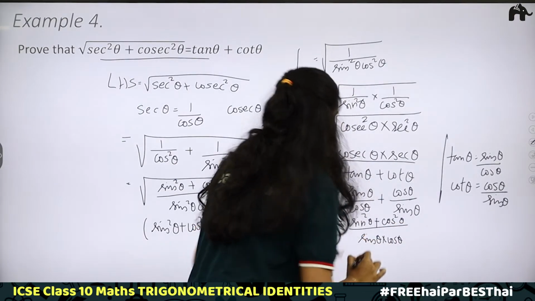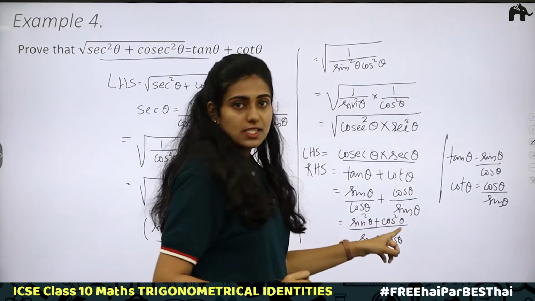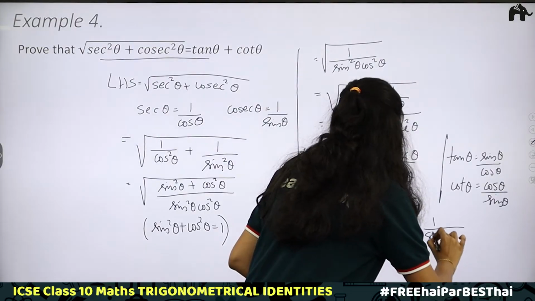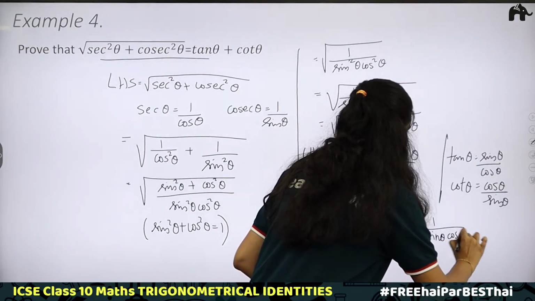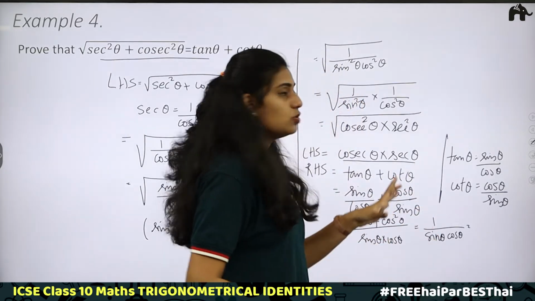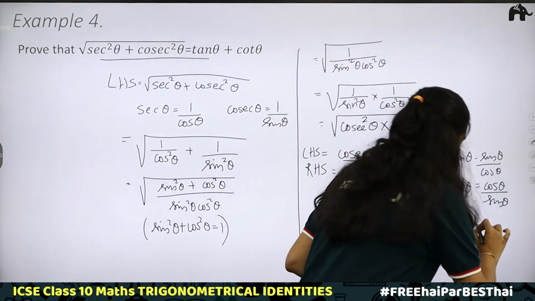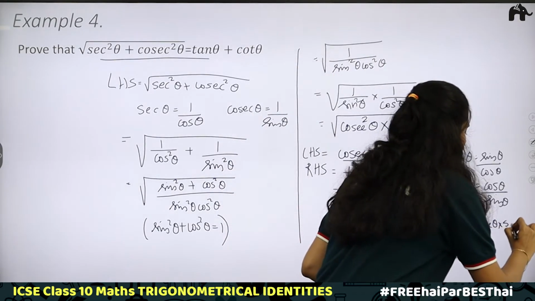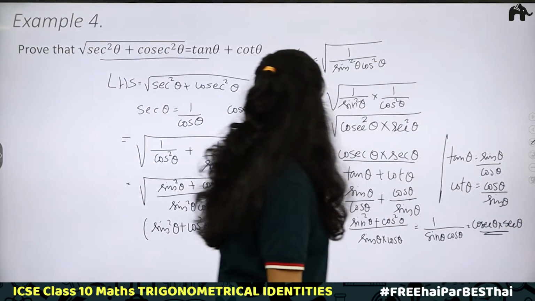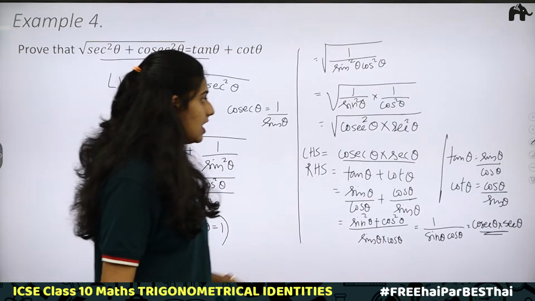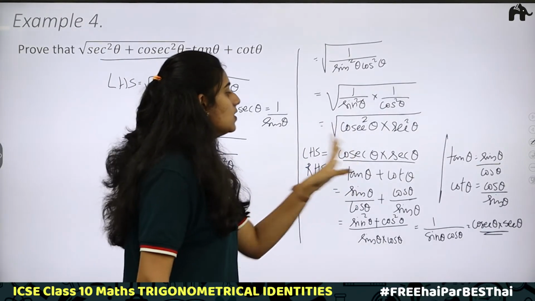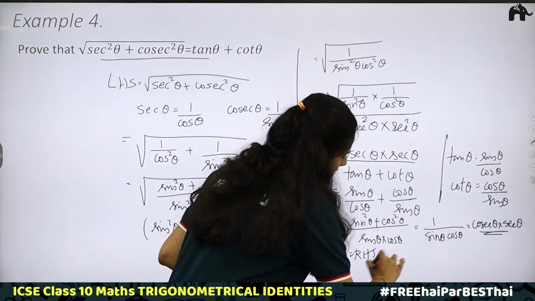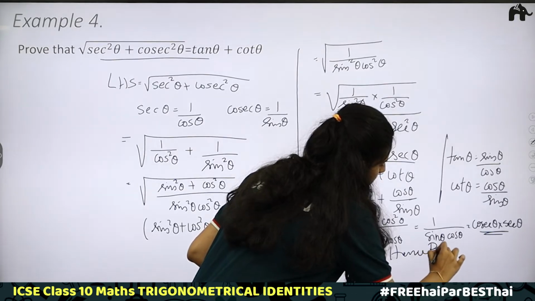Cos square theta. What is sin square theta plus cos square theta? Sin square theta plus cos square theta is equal to 1. Therefore, we get 1 divided by sin theta cos theta, which is 1 by sin theta into 1 by cos theta. 1 by sin theta is cosec theta into 1 by cos theta is sec theta. Okay. So, we got RHS is equal to cosec theta into sec theta and we have LHS is also equal to cosec theta into sec theta. Therefore, LHS equal to RHS, hence proved.